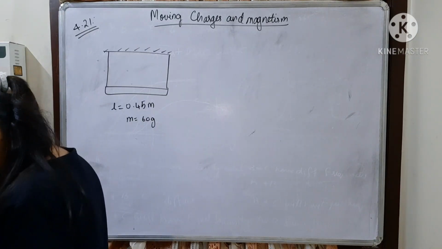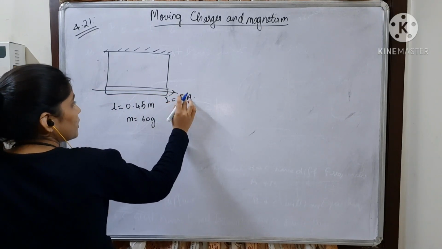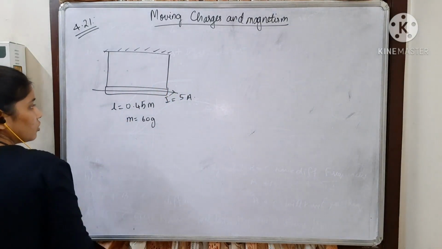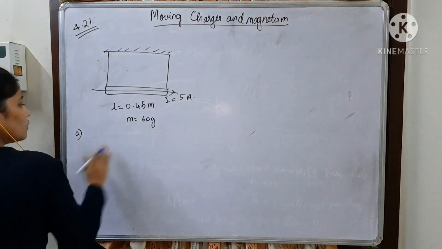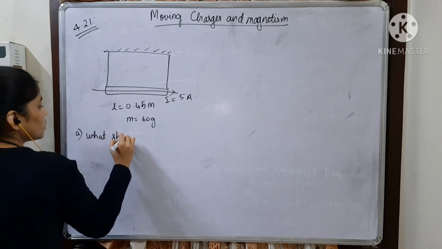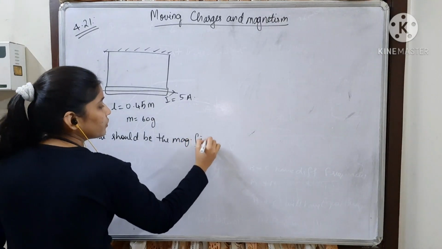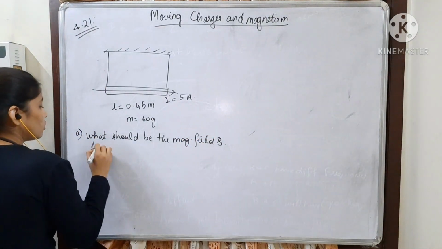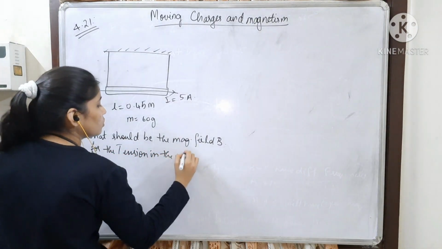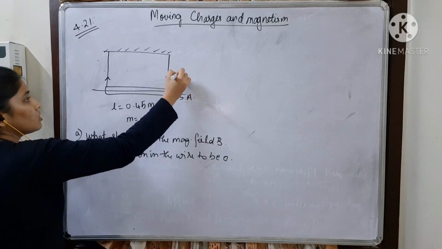In this wire you have a current of 5 ampere. You have two wires which are holding this rod. There are two parts in this question. The first question is: what should be the magnetic field B for the tension in the wire to be 0? Here the wire has tension T.